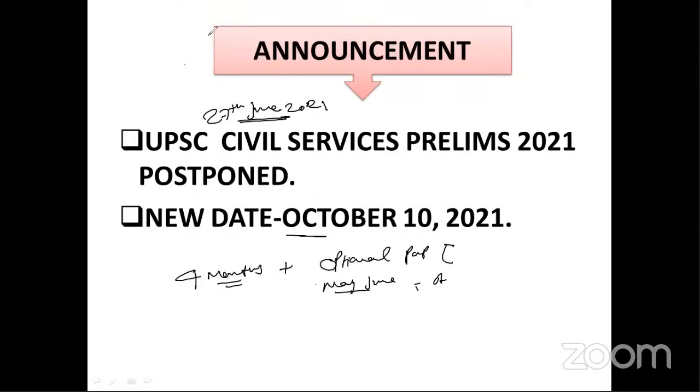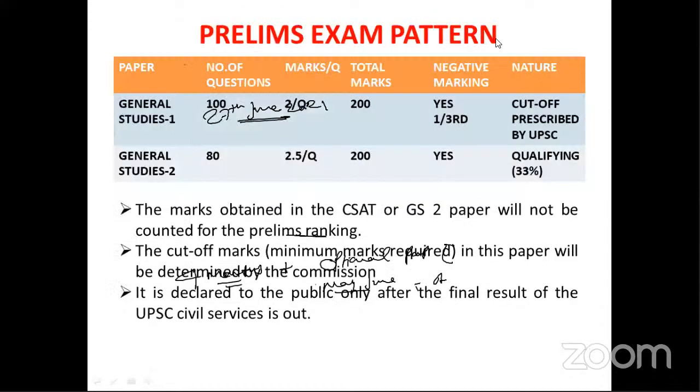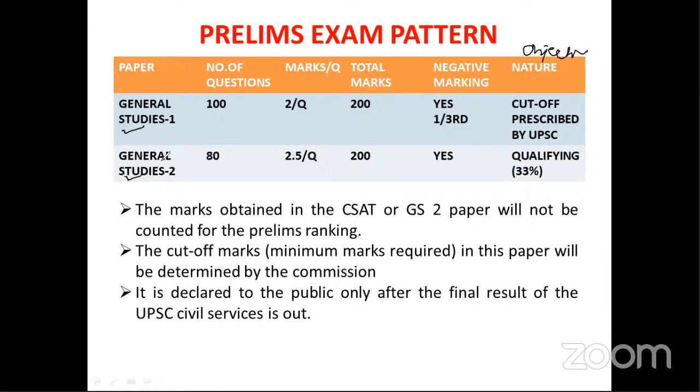So this is one announcement, that the exam will be held on October 10, 2021. Now most of you know very well about the prelims exam pattern, but let me explain once again. Prelims is entirely objective in nature. There will be two papers, GS Paper 1 and GS Paper 2. Each paper will have the same marks. Total marks will be 200.